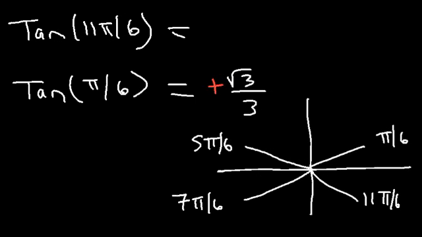But tangent in quadrant 4 is negative. Tangent is negative in quadrants 2 and 4, but positive in 1 and 3. So therefore, we know that it's going to be negative root 3 over 3.